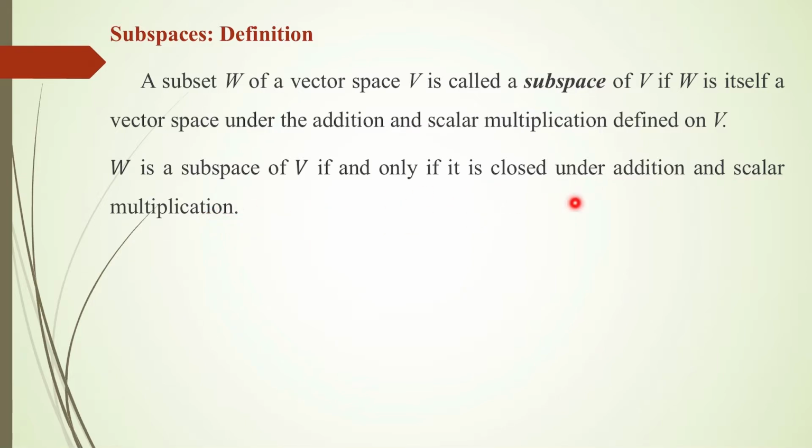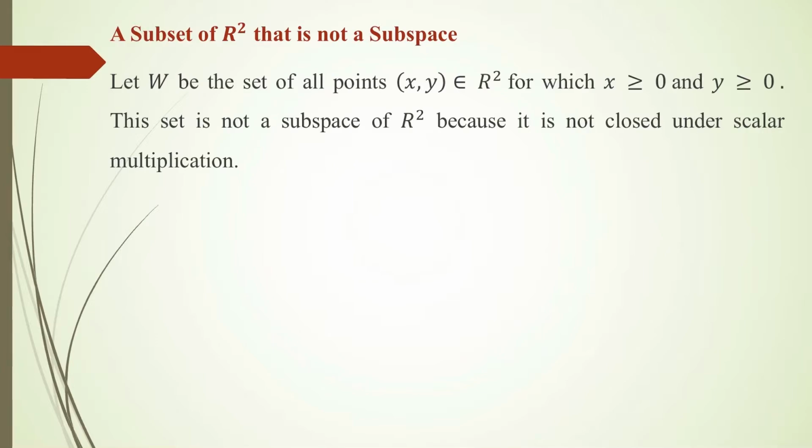There is no need to check all the axioms, we just need to check whether axiom 1 holds and axiom 6 holds. Now we have seen which are the subspaces of R2. The zero subspace, R2 itself, and any line passing through the origin will be a subspace of R2, and here we will see a subset of R2 which is not a subspace.